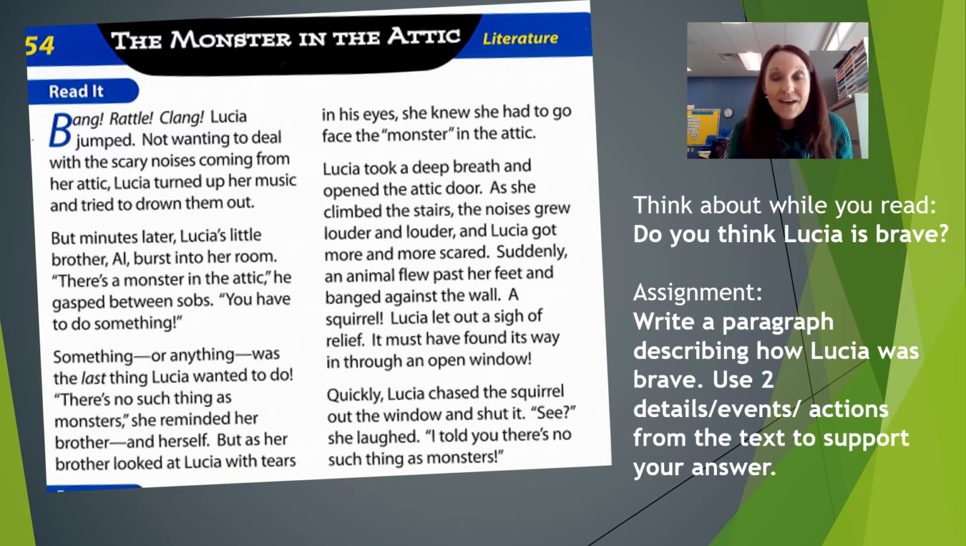Okay, now that you have found some pieces of evidence in the story, here's your assignment. Just like on Tuesday, when we read the story Ready to Climb, we're going to write another paragraph that describes how Lucia is brave. We're going to use two pieces of evidence from the story that could be details, events, or actions that the character did that support how she is brave. So grab a lined paper and a pencil, and let's get started on our writing.